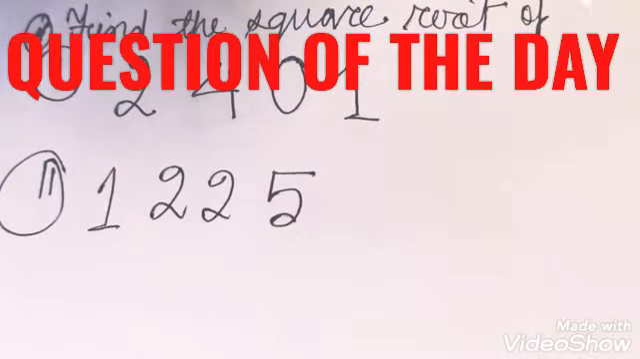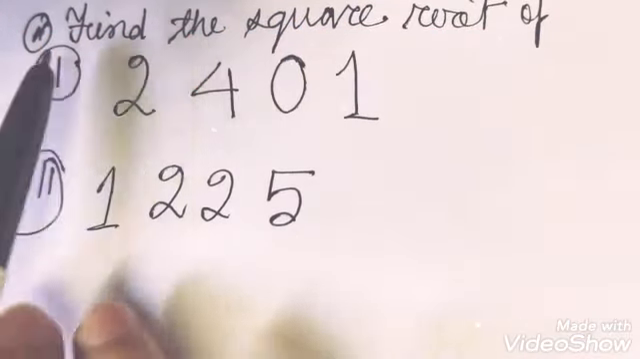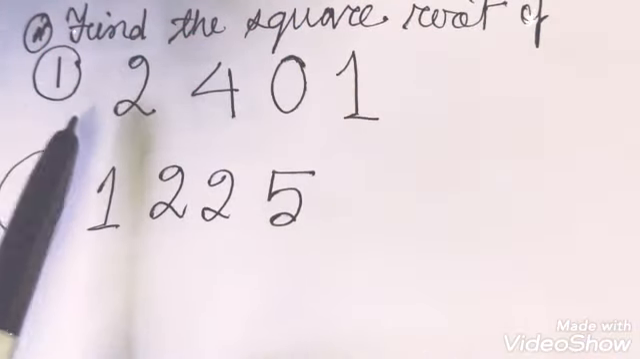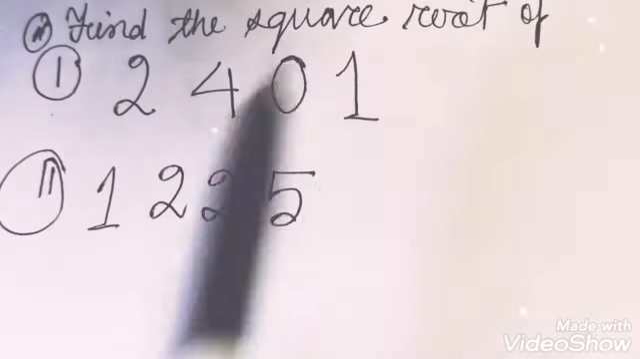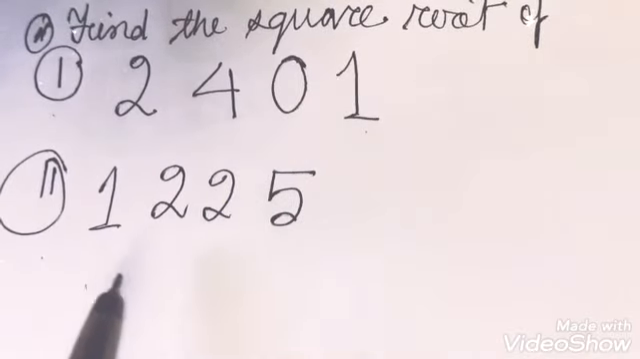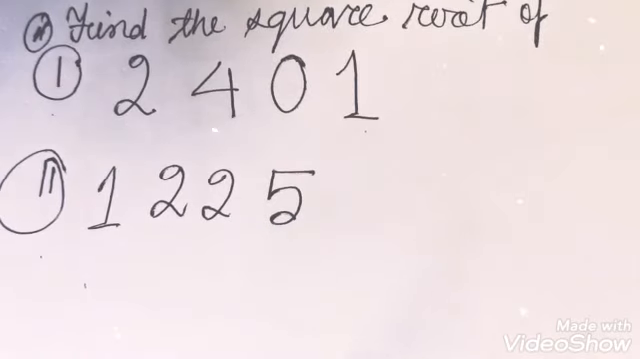So friends, it's time for the question of the day. The question is, find the square root of number 1, 2401, and number 2, 1225. You have to do these two questions at home and check the results.